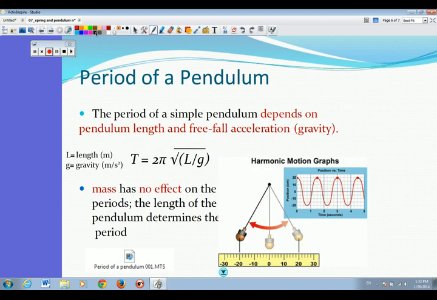So the period of this pendulum is the time for one complete back and forth motion. The equation's just a little bit different. The period of that pendulum is 2 pi times the square root of the length of the pendulum divided by the acceleration due to gravity. So what's that going to be? There's our old buddy, 9.8 meters per second squared. The mass has no effect on the period of that pendulum. The length of that pendulum is what determines the period. And again, if we were to graph this out, we would get a sine wave looking thing as well.